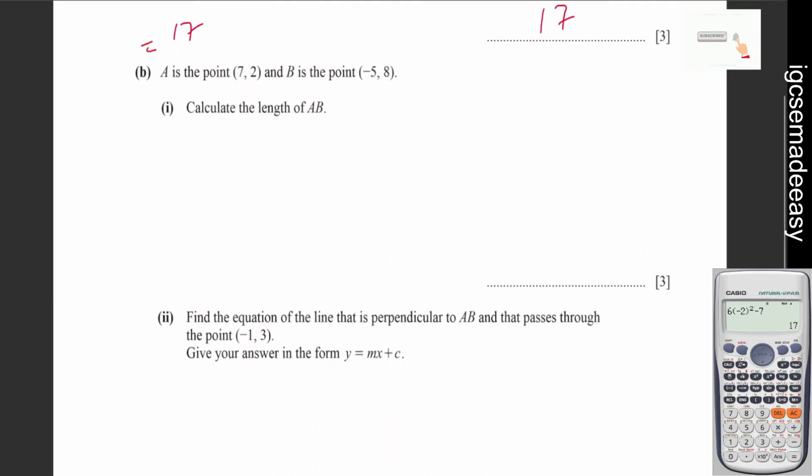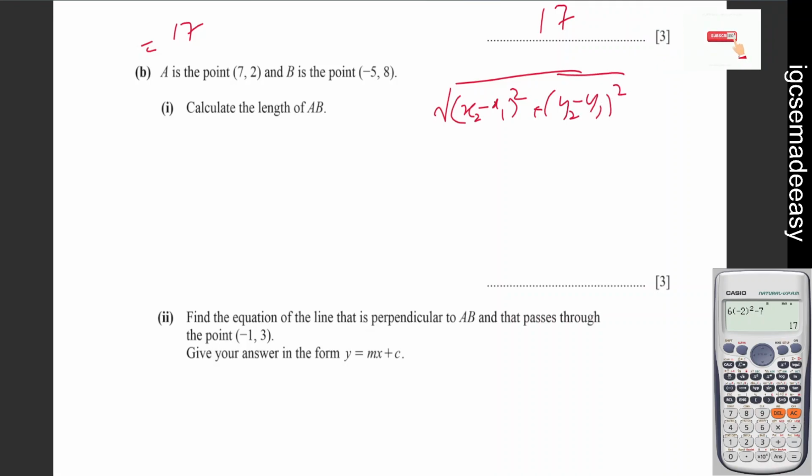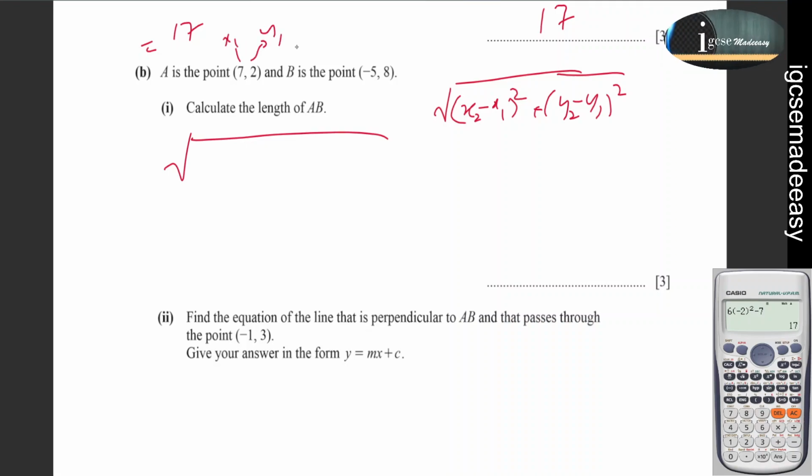Part B. A is the point 7 comma 2 and B is the point minus 5 comma 8. Calculate the length of AB. You know that to find out the length of AB, we can use the formula under root of (x2 minus x1) whole square plus (y2 minus y1) whole square. We can use this formula to find the length. So this is x1, this was y1, this is x2, and this is y2.